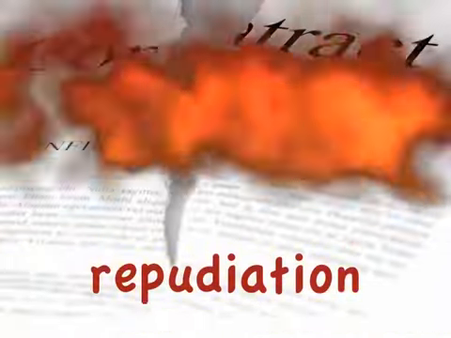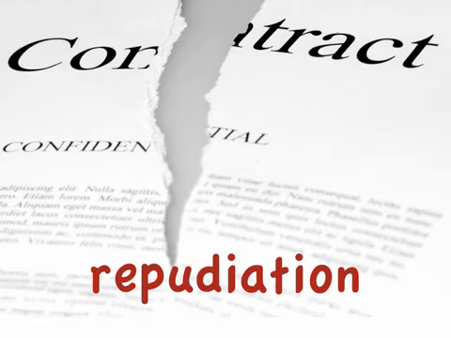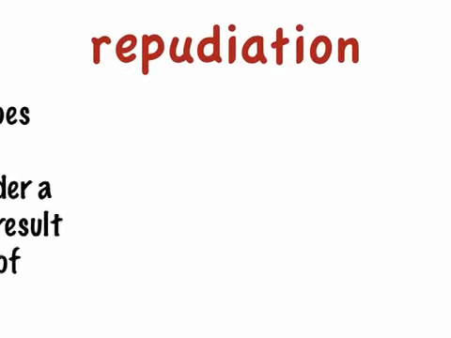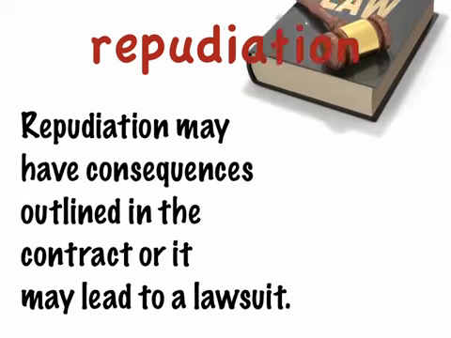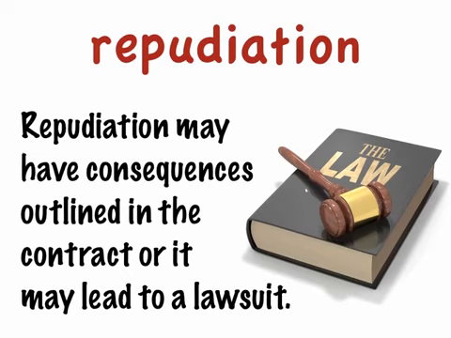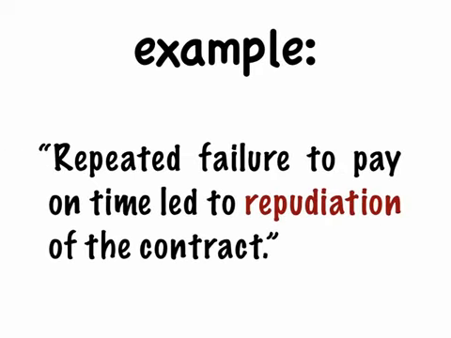Repudiation. If one party does not fulfill its obligations under a contract, the result is repudiation of the contract. Repudiation may have consequences outlined in the contract, or it may lead to a lawsuit. Repeated failure to pay on time led to repudiation of the contract.